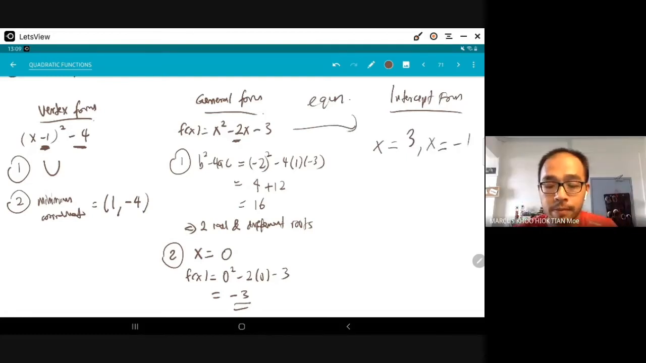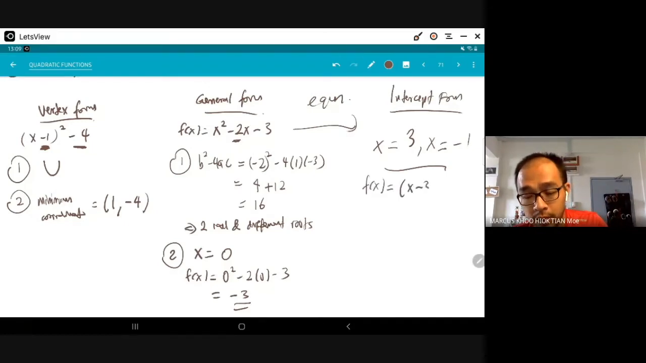Okay, negative 1. Actually, if you think about it, as a shortcut, you only need these two values. You don't have to change to the intercept form. But I still want you to write it in a proper intercept form. Okay, let's not cheat. So f(x) equals (x minus 3)(x plus 1). The signs will be reversed. So x minus 3, x plus 1.